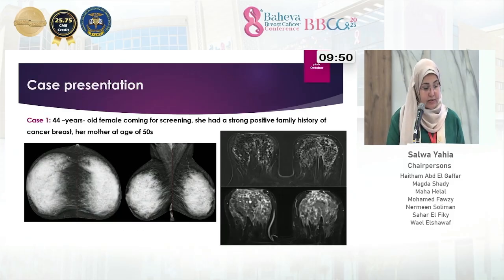Case presentation, case 1, 44 years old female coming for screening. She had a strong positive family history of breast cancer, her mother at age of 40s. Digital mammogram of both breasts showing extremely dense breast parenchyma with bilateral extensive punctate closely attached microcalcifications. So dynamic MRI was requested showing bilateral, multiple, almost symmetrical regional areas of non-mass enhancement on background of extensive fibrocystic disease seen in STIR images.